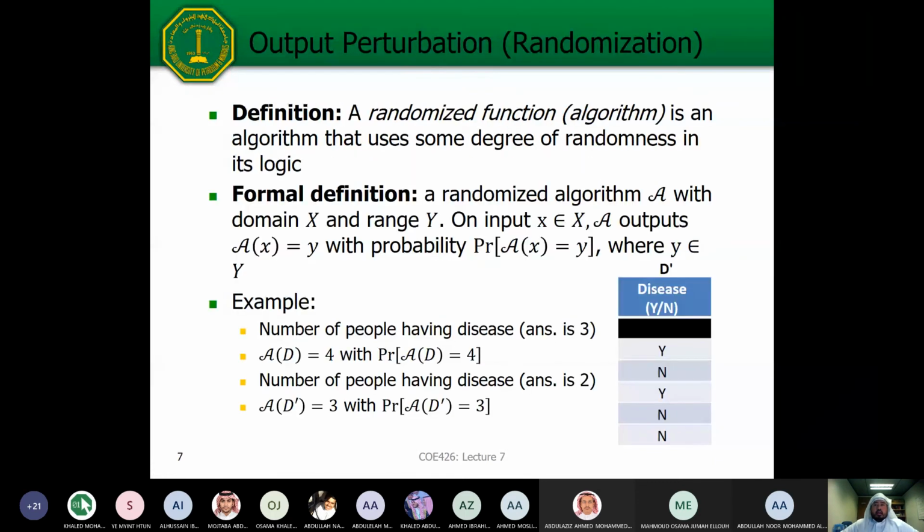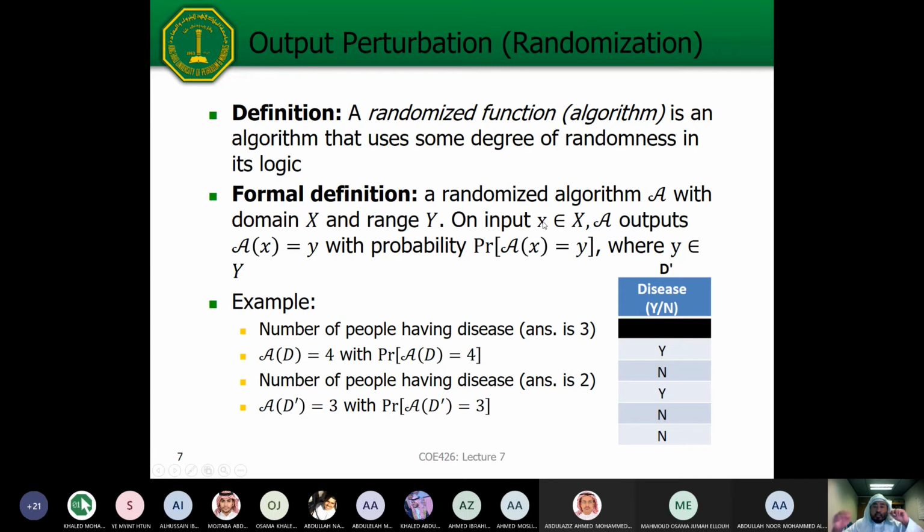I think I'll stop here, because this is a lot to comprehend. I would like you to at least read the formal definition and grasp the idea of what we mean by a randomized algorithm, what we mean by the randomized algorithm outputting a certain value y from the range of that function, and what we mean by the probability of A(x) equal to y.